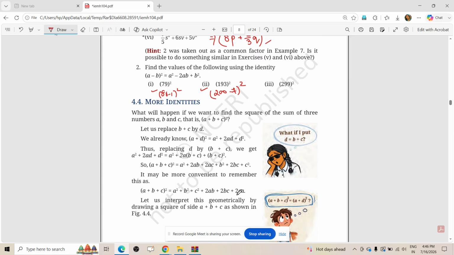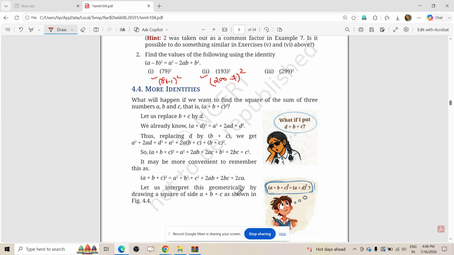Very good. So now we are going to learn about a few more identities. Earlier we studied identities that contain only two terms. We have studied a plus b whole square, a minus b whole square. All these identities contain only two terms. Now we are going to solve identities which contain three terms, that is a, b, and c.